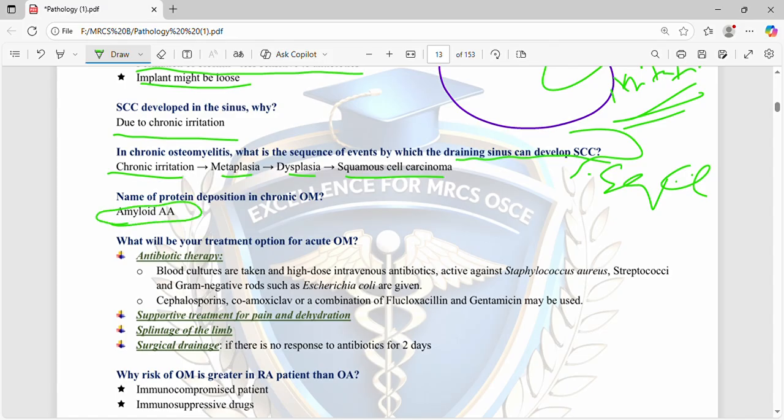What will be your treatment option for acute osteomyelitis? Antibiotic therapy: blood cultures are taken, and high dose intravenous antibiotics active against Staphylococcus aureus, streptococci, and gram-negative rods such as E. coli are given. Cephalosporin, co-amoxiclav, or a combination of flucloxacillin and gentamicin may be used. Supportive treatment for pain and dehydration, splintage of the limb, elevate the limb, and surgical drainage. If there is no response to antibiotics for 2 days, then you can drain the osteomyelitis.